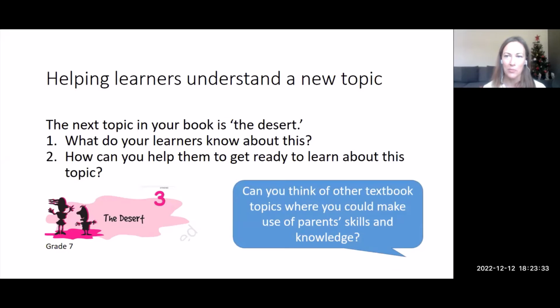So I've used this example for the desert, and again I was thinking particularly of learners who might not know anything, or they might never have been, or can't imagine the desert, or they've just seen a picture of sand, which doesn't tell them very much. But could you think of other activities or other topics where you could use this strategy?